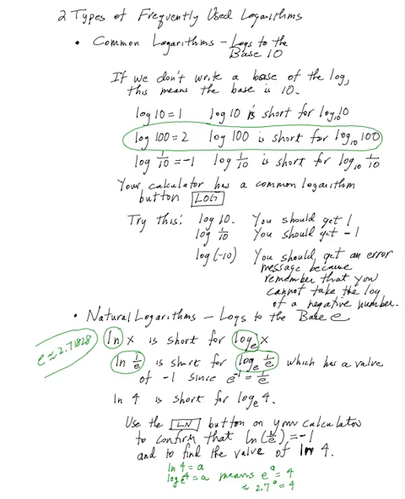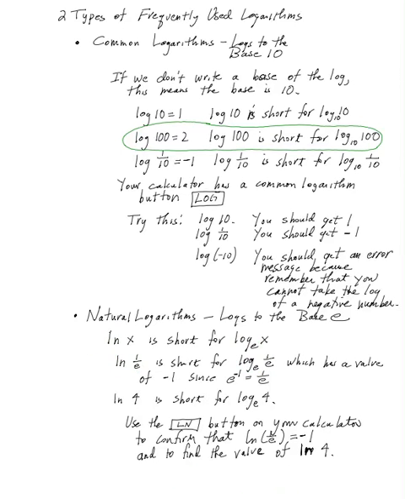Let's talk about common logs, logs to the base 10, for just a second. If we don't write a base of the log, this means that the base is 10. So, for example, log of 100 equals 2. That's true because log of 100 is short for log base 10 of 100. Again, a logarithm has to have a base. If we don't write the base, we mean for the base to be 10.